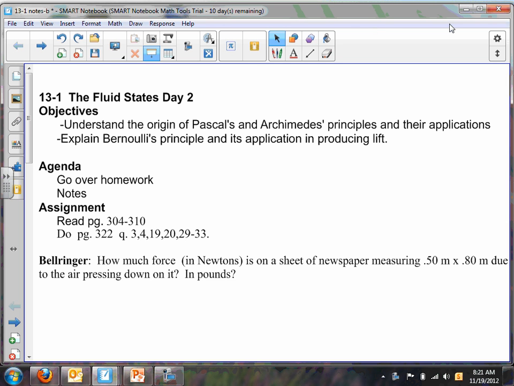Today we're going to cover the second day of the fluid states. Our main objective would be to understand the origin of Pascal's and Archimedes' principles, as well as their applications, and then explain Bernoulli's principle and its application in producing lift.